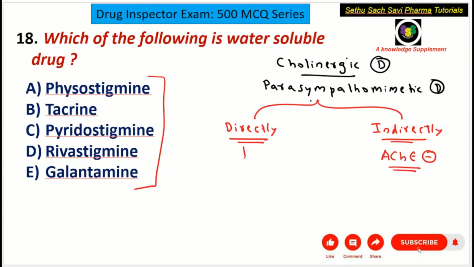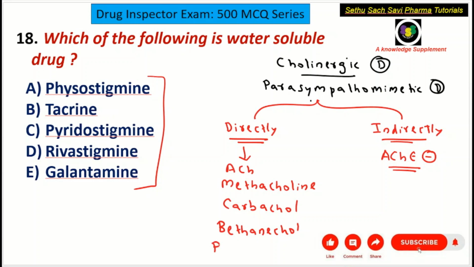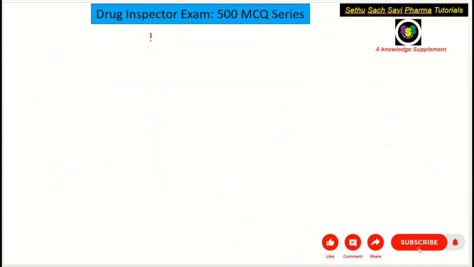For directly acting drugs, you know that acetylcholine is a directly acting drug. Methacholine, carbachol, bethanechol, pilocarpine are all directly acting drugs. They go and bind to the receptors directly. Now coming to the second category, indirectly acting drugs or acetylcholinesterase inhibitors. Let me draw indirectly acting drugs or acetylcholinesterase inhibitors.